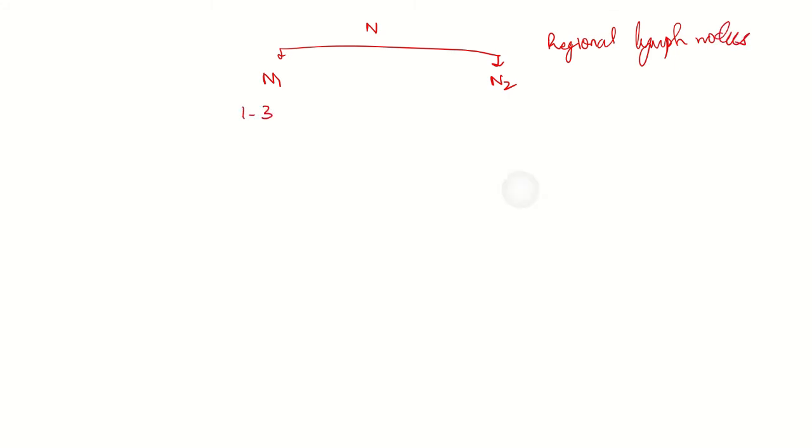So coming to the N staging, it is N1 and N2. Involvement of regional lymph nodes. N1 is 1 to 3. It is just divided based on the number, not on the site. 4 or more are considered as N2. M0 is no metastasis, and M1 is presence of distant metastasis.